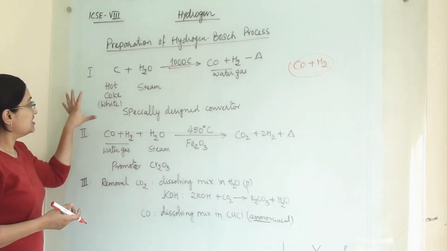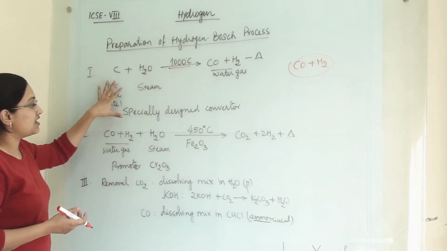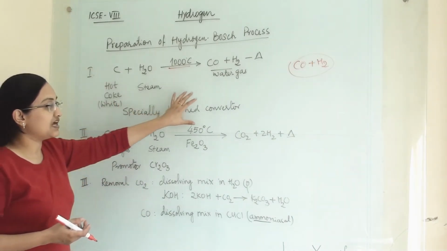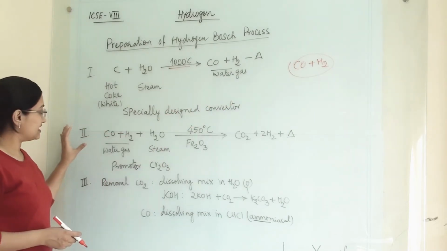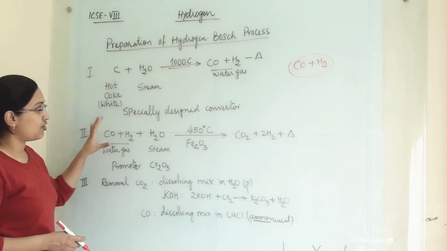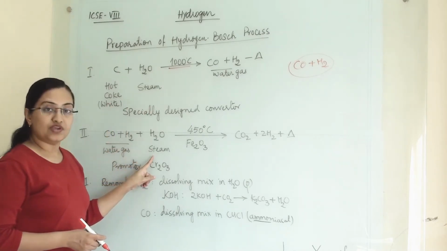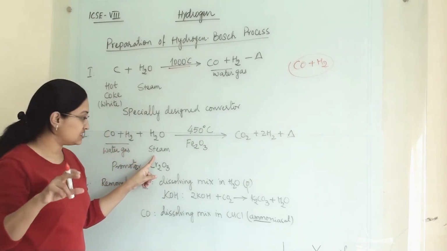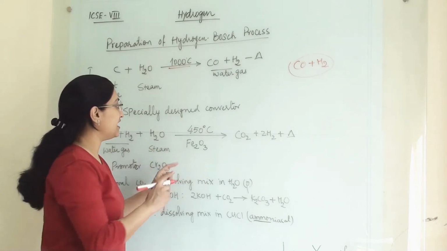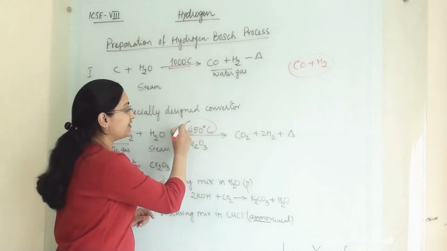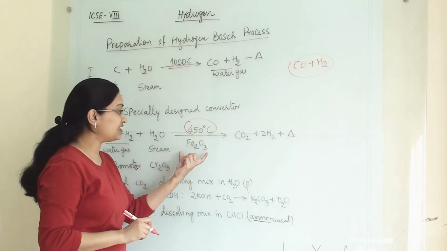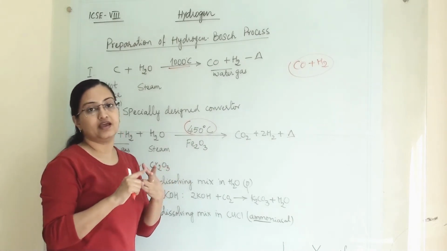Now in this step we are doing it in a specially designed converter. In the second step, water gas, that is a mixture of carbon monoxide and hydrogen, we are again passing over steam, and this reaction will happen at 450 degrees Celsius with the help of one catalyst and one promoter.